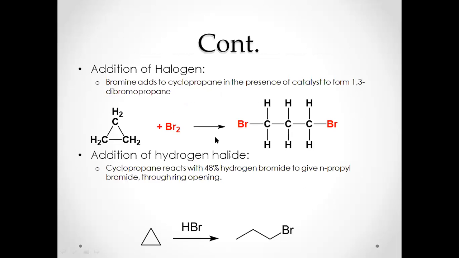The next is addition of halogens. When we add halogen to cyclopropane, it will convert into 1,3-dibromopropane by the opening of the ring. Then the addition of hydrogen halide. When we add hydrogen halide, it will form n-propyl bromide due to ring opening.